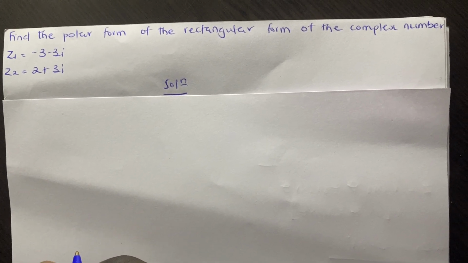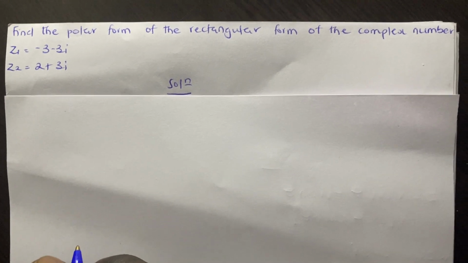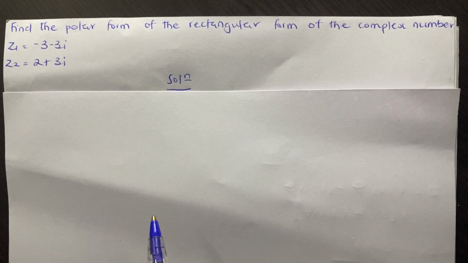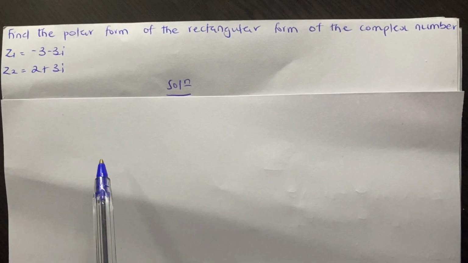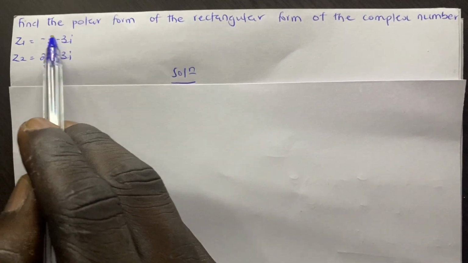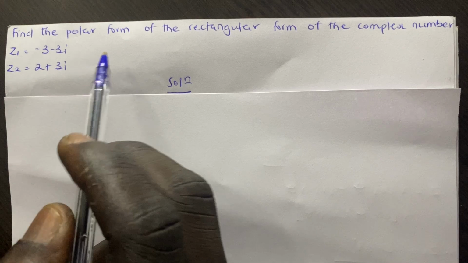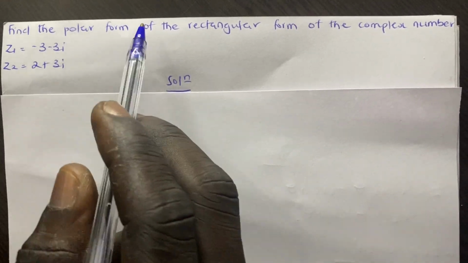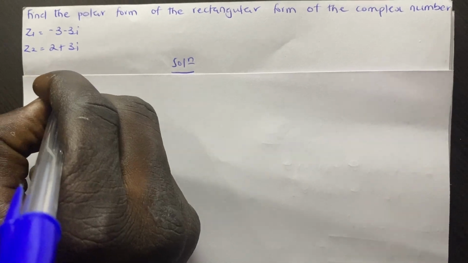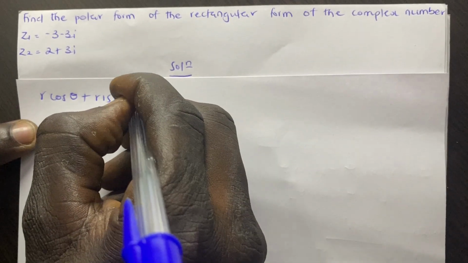Today we are going to look at how you would convert a complex number from rectangular or Cartesian form to polar form. Most often than not, you are given complex numbers in terms of real and imaginary parts, right? Always the real part is the x component and the imaginary part is the y component. When you want to convert from this rectangular or Cartesian form to polar form, we are going to get it in the form of r cos theta plus ri sine theta.